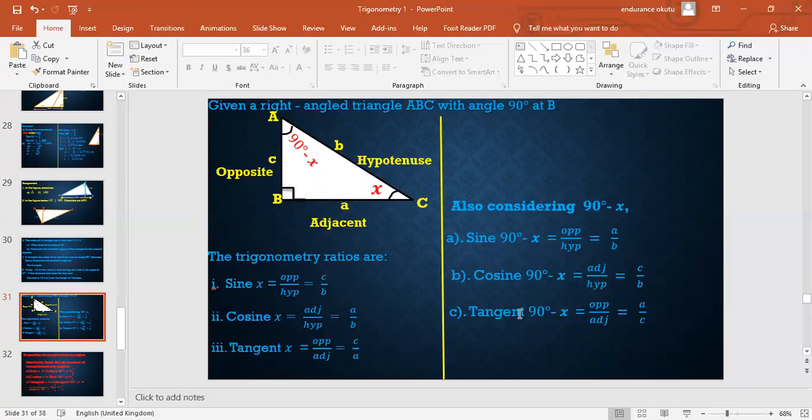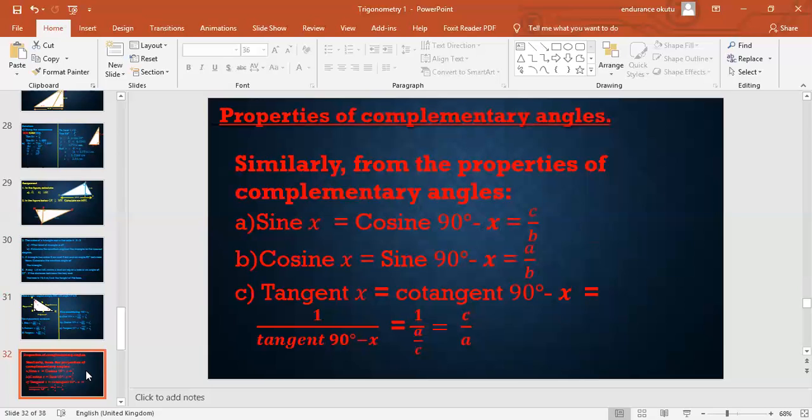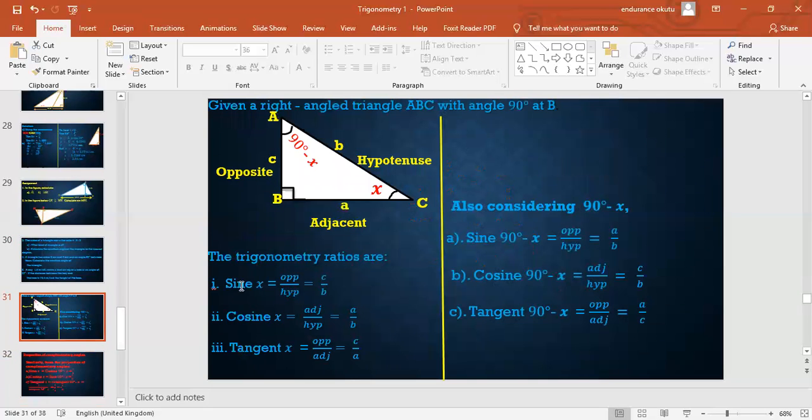Those that are the same, that are equal. So we want to relate them. That will lead us to what we call the complementary properties, the complementary angles. Looking at the properties, sine X is C over B, and the cosine of 90 degrees minus X is C over B. You can observe that they are the same.